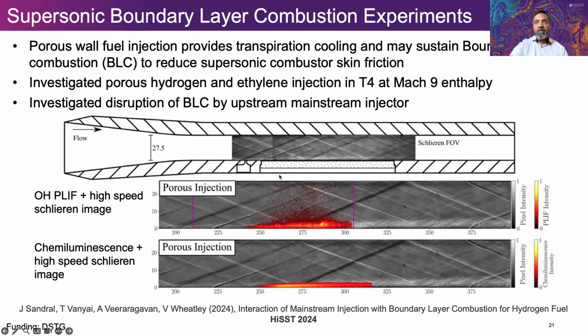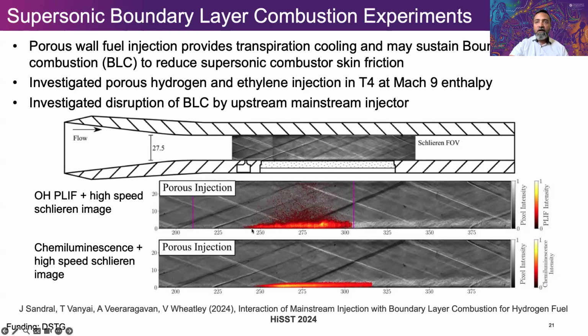This is a very fundamental study sponsored by a Defense Science Technology Group, where we looked at injecting fuel with a normal porthole injector, but also used a porous injector along the wall to take advantage of a phenomenon called boundary layer combustion. The idea there is we can reduce some of the skin friction if you raise the temperature in the boundary layer and lower the density. So you can see here luminosity images, OH-PLIF images, as well as chemiluminescence images.